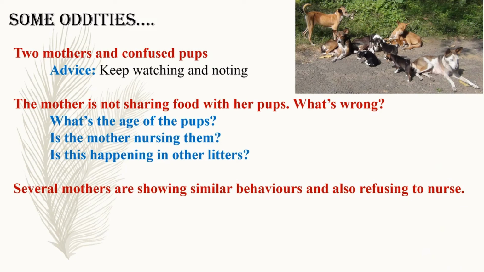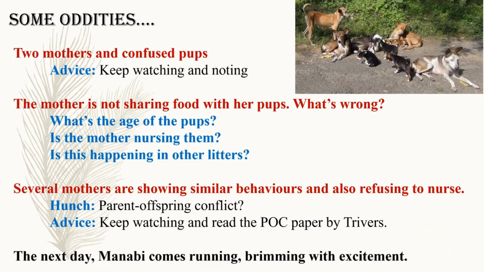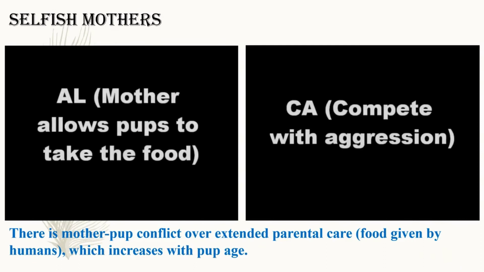Both Srijani and Manavi saw this. And they are also refusing to nurse. And I had an idea. Are we seeing parent-offspring conflict in the wild? If so, we have a fantastic opportunity to test Trivers's theory. So I said, okay, keep watching, go read this particular paper and come back. Next day, Manavi comes running, brimming with excitement. I think this is what we are seeing. What do we do? And we plan what we call the parent-offspring conflict experiment.